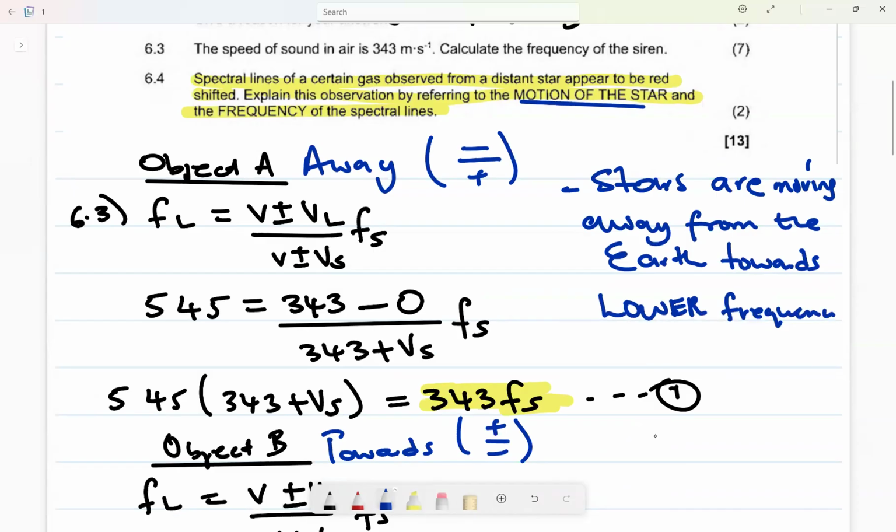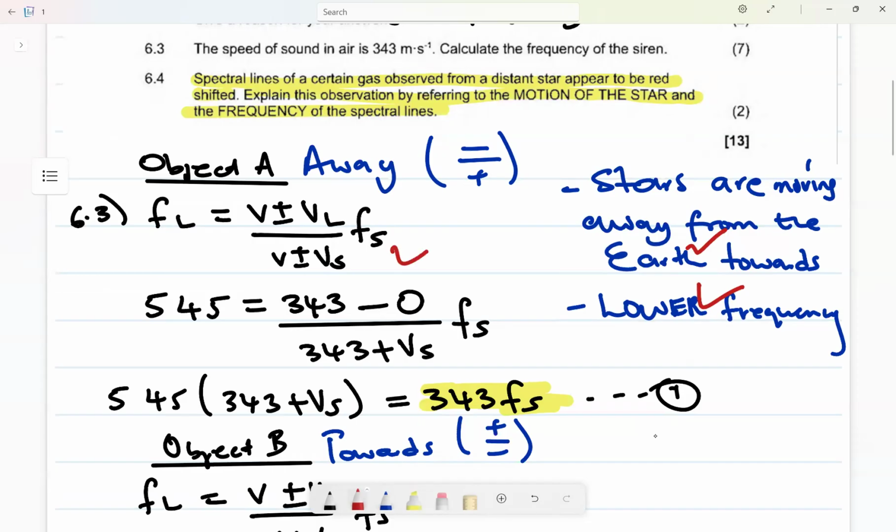Remember, when you are redshifted, you are moving away. In this case, we are talking about the stars. So the stars are moving away from the Earth and now towards the what? The lower frequency. Remember, redshift, you are moving towards the lower frequency, but higher wavelength, or longer wavelength. So that's all. For 2 marks, it is moving away from Earth towards the lower frequency.